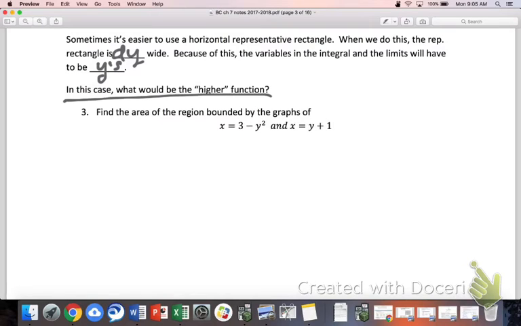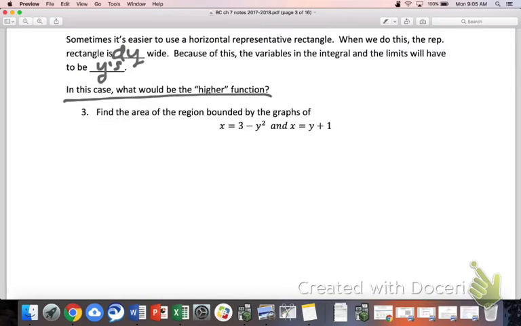Let's graph number 3, and then we'll answer the question of which is the higher function. So what do you notice first about these? Yeah, they're not y equals. They're not written in function form at all, right? x is the dependent and y is the independent.